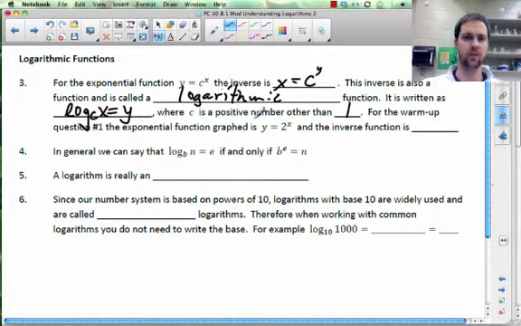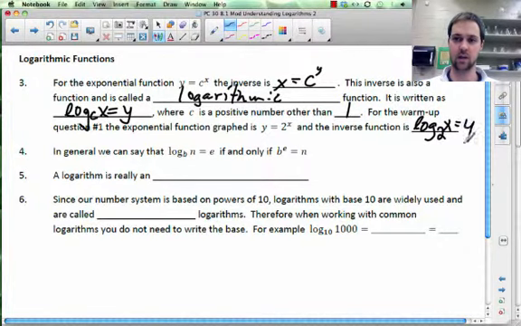For the warm-up question 1, the exponential function graphed is y equals 2 to the x, and the inverse function is log. Now the base here becomes the base of our log. It's easy to remember that it's the base because it's the lowest physical part of the function. And our exponent goes right here, and then the answer is actually over there. So log base 2 of x equals y. In general, we can say that log base b of n equals e if the following is true, where the base b is the base here, e is the exponent, and n is the answer.